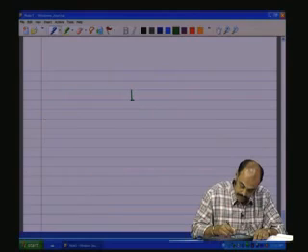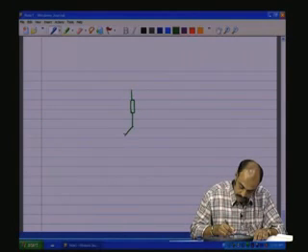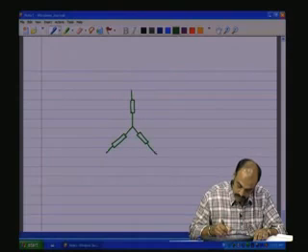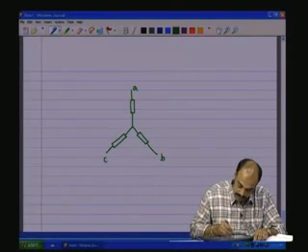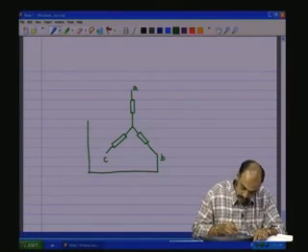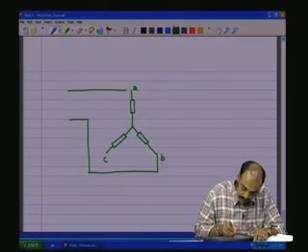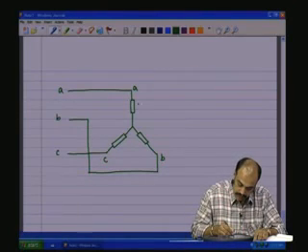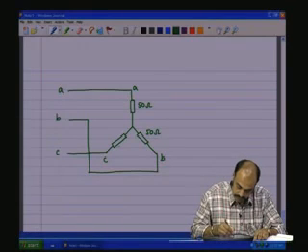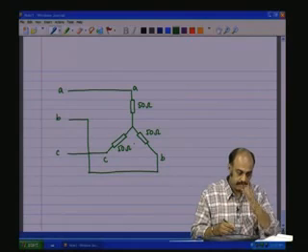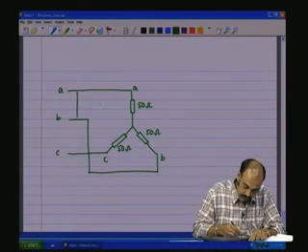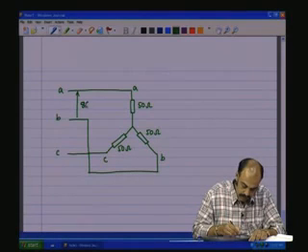So, we have a star circuit which is of this form, and let us say this is A, B, C. We make the connection like that, and have the A, B, C. This is 50 ohms, 50 ohms, 50 ohms, and we have the line voltages 865 volts.